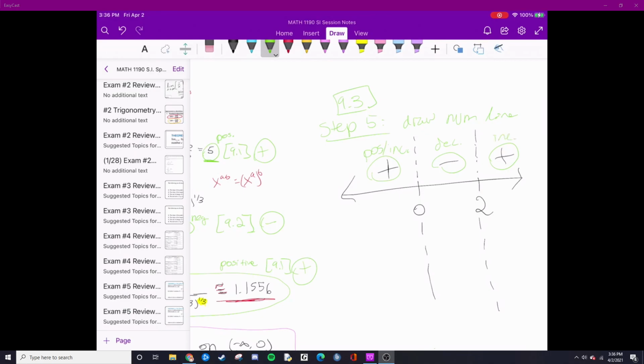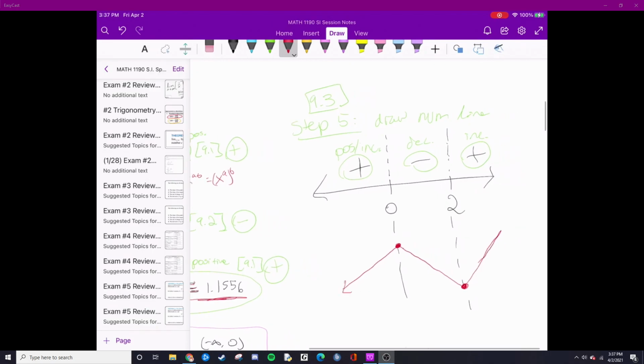So if the function's positive and increasing, then we know that x is going to get greater, right? So we know it's going to go up like this until we reach this point right here. And now we're looking at the section in between 0 and 2. And since it's decreasing, it's going to go down. And then we're going to mark that point. And our next section is increasing, so we're going to go up.